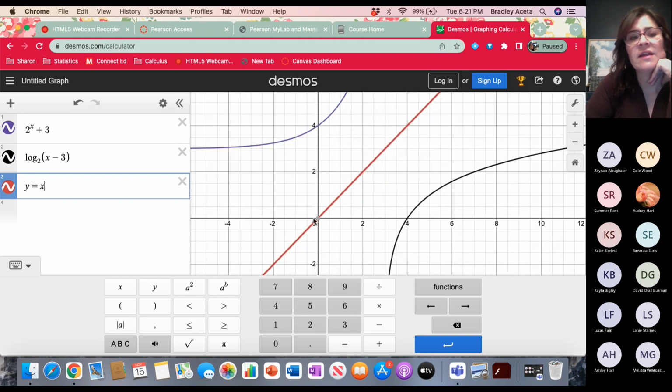And you can see that shift right there from 2 to the x, it has gone up 3. So the new asymptote is at 3, the horizontal. But for this one, there's a vertical asymptote at x equals 3. And you can answer questions about domain and range and all that fun stuff.